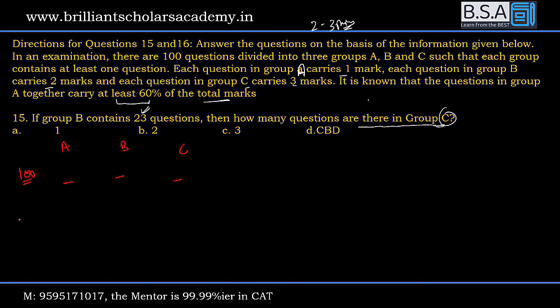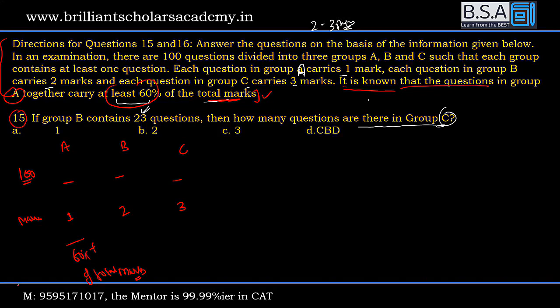But what is the marking scheme? Every question in A is worth 1 mark. Every question in B is worth 2 marks. Every question in C is worth 3 marks. And what is further known? It is known that the questions in group A carry at least 60% of total marks. This is information given to me before this problem, so I can use this data anywhere I like. This must be 60% or more of total marks.